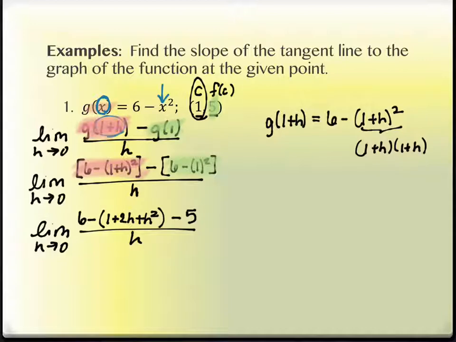Everybody good so far? You do need to be a little bit careful on this one because the negative, of course, applies to everything inside that parenthesis. So I have 6 minus 1. I'm going to go ahead and write that as 5, just to avoid rewriting one more step later. And then I have negative 2h, negative h squared, and minus 5. And lo and behold, what wonderful thing am I about to be able to do?